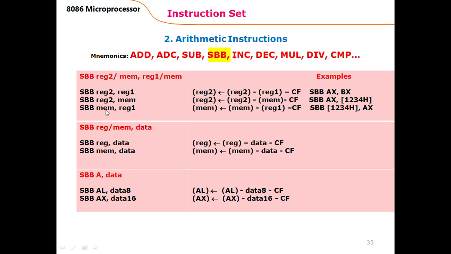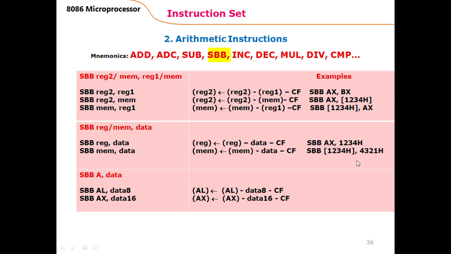A memory location can be the destination of the result, like here, where the content of register 1 and the content of the carry flag are subtracted from the content in the memory location, and the result is stored in the same memory location. For example, SBB [1234H], AX: the 16-bit value in the AX register is subtracted from the 16-bit value in the data segment memory location addressed by this offset address, and then the carry flag value is also subtracted from the value in this memory location, and then the final result is stored at this memory location.